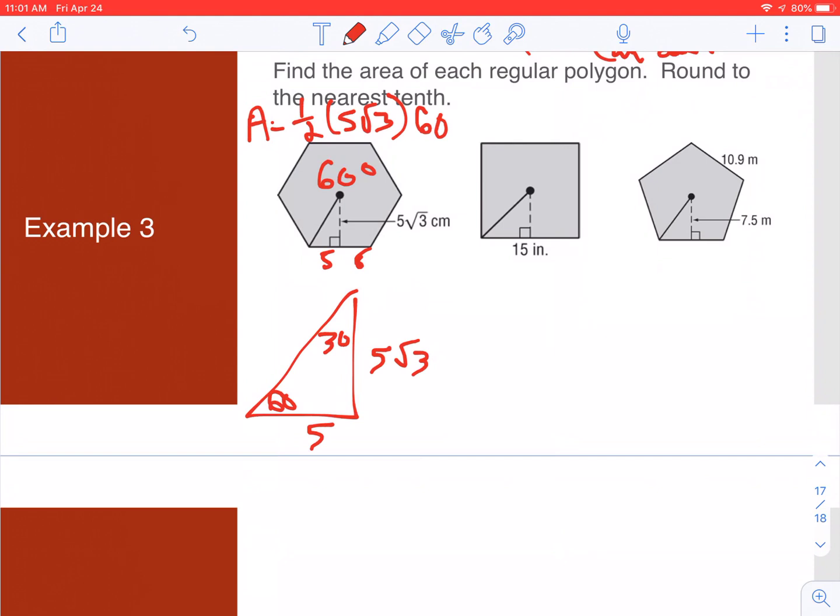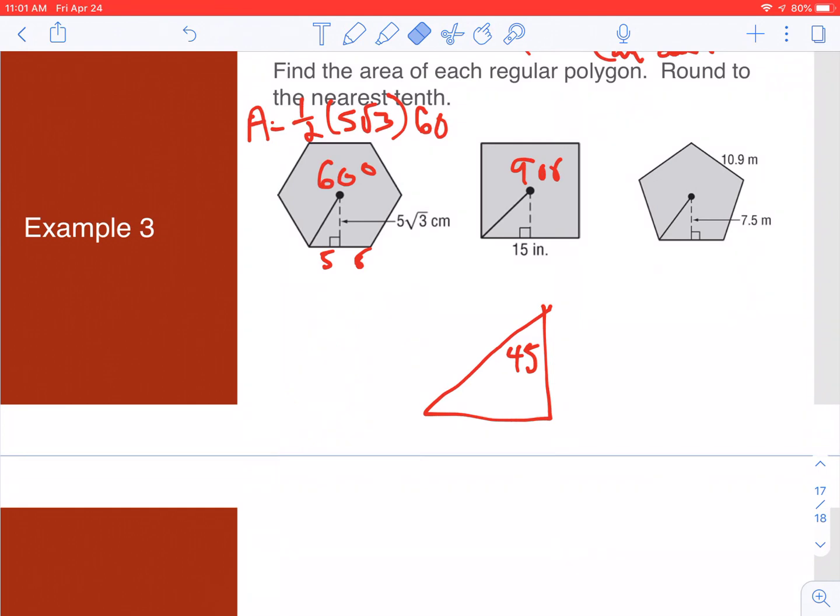Okay, once again, we're going to use our shortcuts. I'm going to take this out here. I have a square. I know my central angle is 90. I split it in half. I get 45 here. I'm going to erase this so we don't get confused. Okay, I split 15 in half. I get 7.5. And then to find the hypotenuse of a 45, 45, 90, it's 7.5 times root 2.